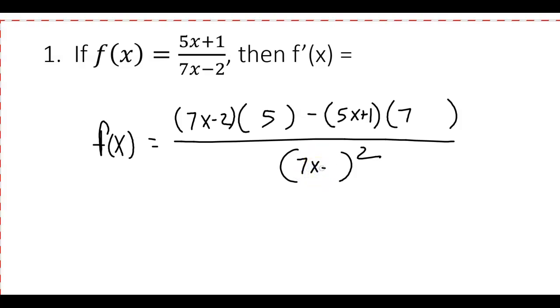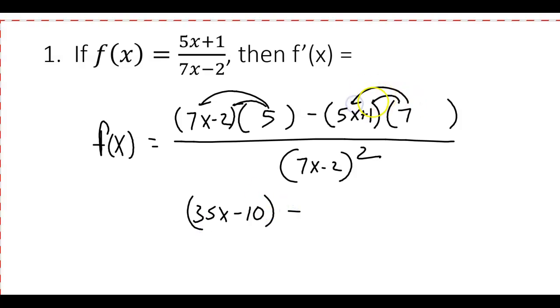Now, maybe the part about this that'll be helpful is the fact that you're probably going to be asked to simplify it. They're probably not going to leave it like this. So I'll go ahead and distribute the 5 here. So that's 35x minus 10. And then here I'll distribute the 7.